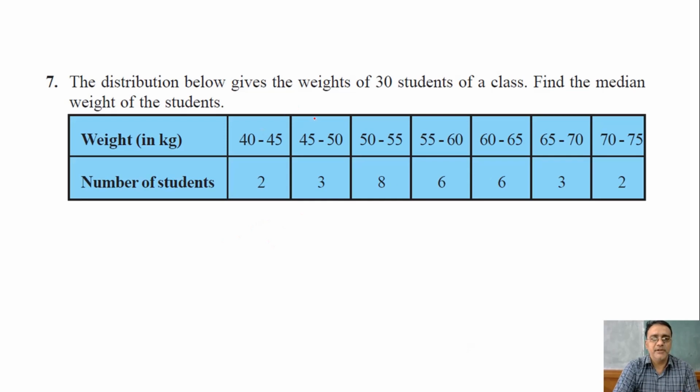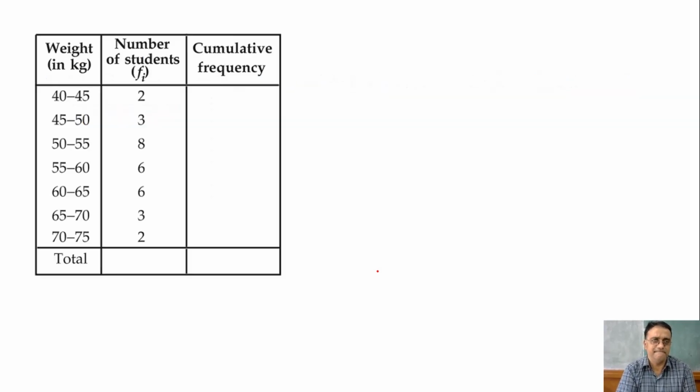The distribution below gives the weights of 30 students of a class. Find the median weight of the students. Median nikalna hai. So first you check the class interval whether it is continuous or not. Yes, sir. Continuous. Okay, so only one column is required extra, that is CF.